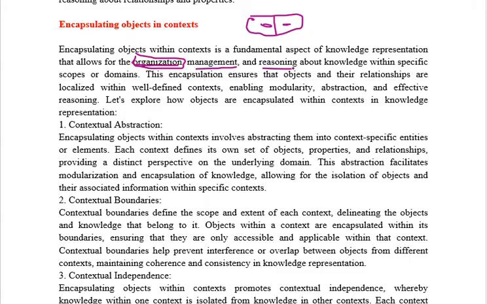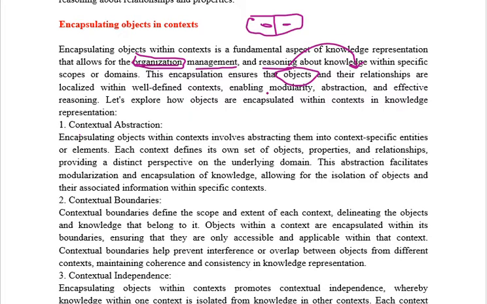So what will be there in the capsule? The objects will be there, and the relationships between the objects will be encapsulated. Now, within a well-defined context. Context means nothing but the paragraph. In my previous videos I have continually explained the meaning of context. So well-defined information, or we can say a well-defined paragraph, enabling modularity and abstraction. Okay, do you know what abstraction is? You will understand it later, but as of now, abstraction means hiding the information.